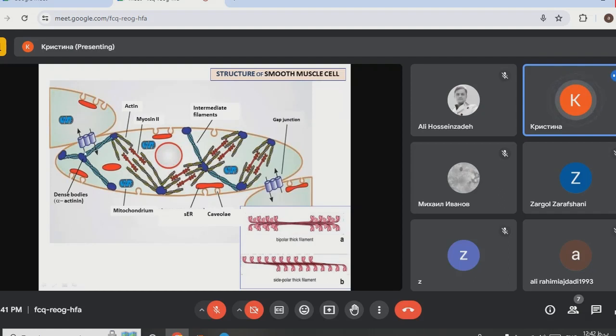So these bluish structures are intermediate filaments. They are also connected to the dense bodies with alpha-actinin, and also actin myofilaments are attached in the areas of the dense bodies inside the cytoplasm.